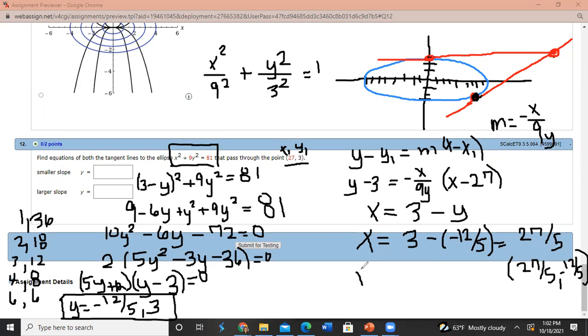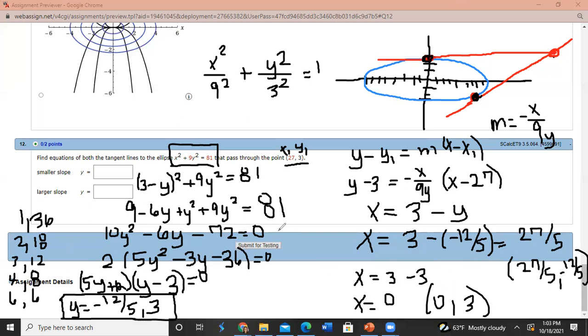And then my other point is going to be when I plug in 3, and 3 minus 3 is just 0. Okay, so my other point is (0, 3). And that makes sense. That's this guy. Okay, so those are my 2 points.